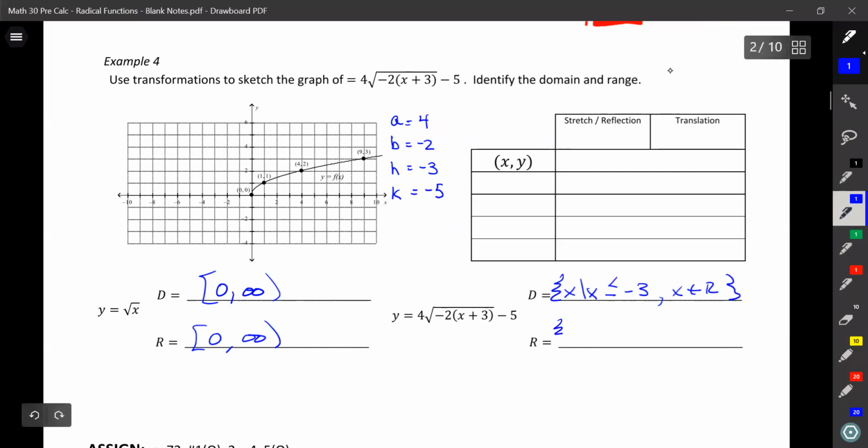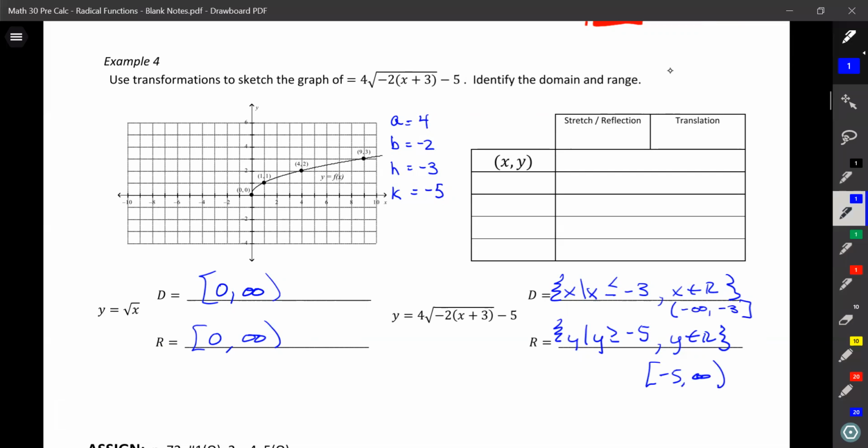And our range, y, such that y and -5, and we have to decide greater than or equal then. Well, there's no reflection vertically, so it'd be greater than or equal to -5, y element reals. And again, if you wanted to do it in interval notation, this one here says x is less than or equal to -3, so it'd be -infinity to -3. So that's showing it's going all the way down. And our range in this case would be from -5 and it goes up. So there's our domain and range.